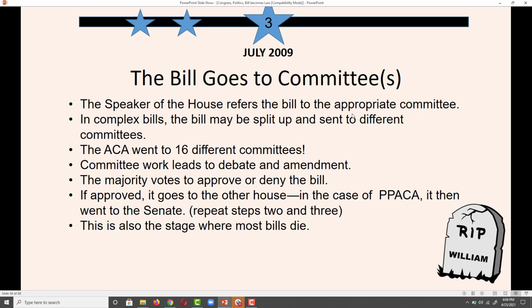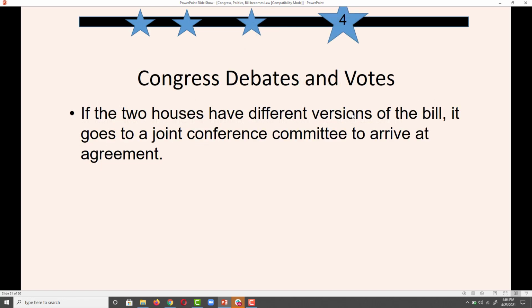So, understandably, this is where most bills die. Sorry, William. It's the reality of it. The journey of a bill from idea to law is arduous.